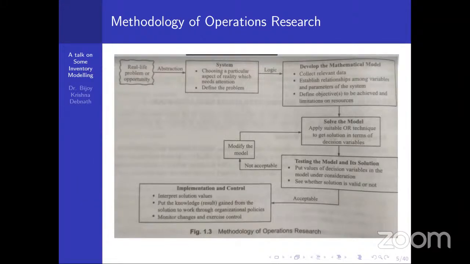So real life problem, you cannot take all the phenomena of real life into your model. Otherwise, your model will have so much complexity. So you just choose some particular aspect of reality which needs attention, and you have to define your problem, right? Then you have to define mathematically the model.